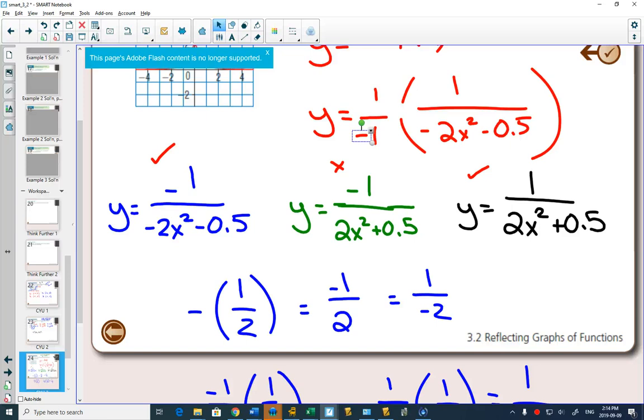What happened in the green one? We just over-distributed negatives. You can put the negative on the top, put the negative on the bottom, put it everywhere. Okay? What does that end up doing? It's like multiplying by a negative on the bottom and a negative on the top, well then I've actually multiplied by a positive one and didn't change anything. And so that is why the green one is wrong.